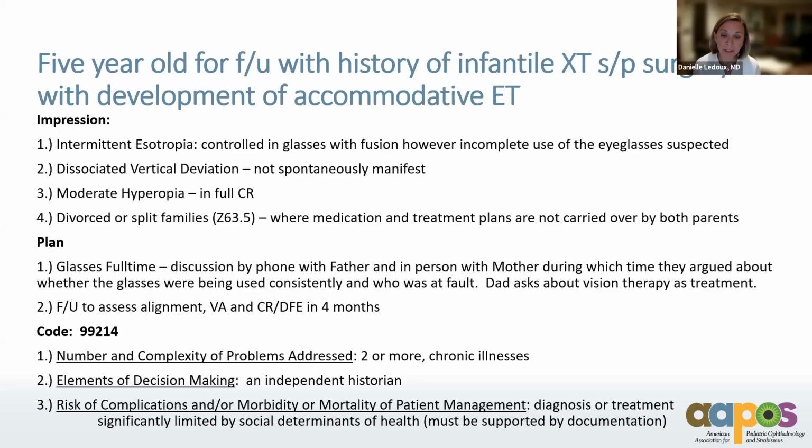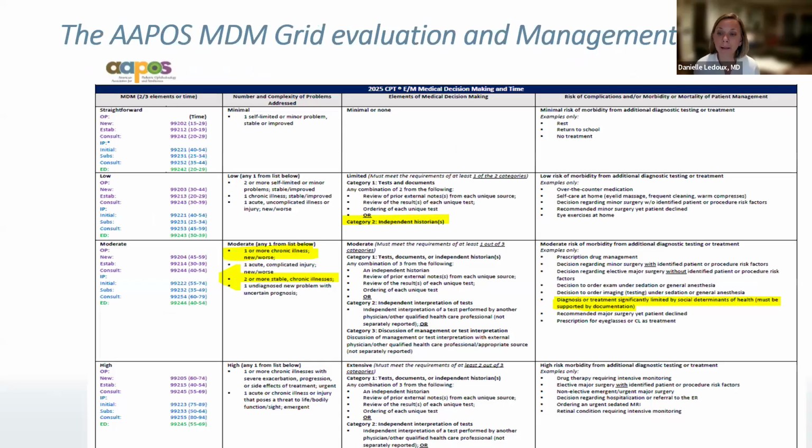So you really have 2 chronic illnesses, or more really, here. You have an independent historian, but the most highlighted element of this case is that the diagnosis or treatment is significantly limited by the social determinants of health. And this has to be in your documentation. While we may not find these particular codes to be covered by insurance companies, the fact is that we are having these interactions that are complicating the care of the patient.